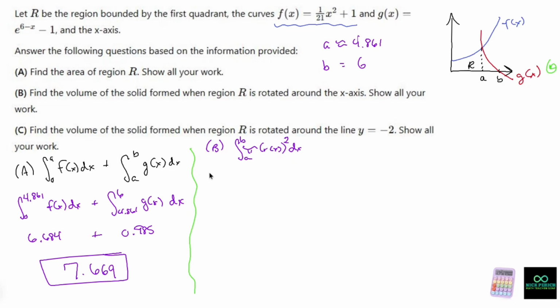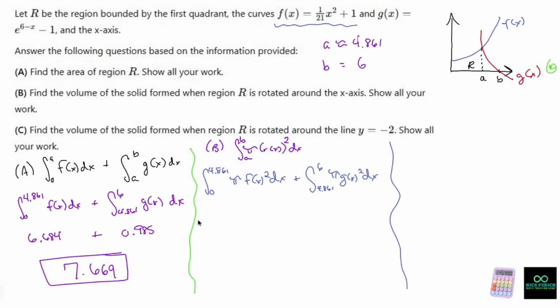So I'm going to write out from 0 to what I know now is 4.861. I'm going to put pi in front of it. I'm going to put f of x squared dx. And then I'm going to add from 4.861 to 6 pi g of x squared dx. So I'm going to run back to my calculator, do all that fun stuff, and see what happens.